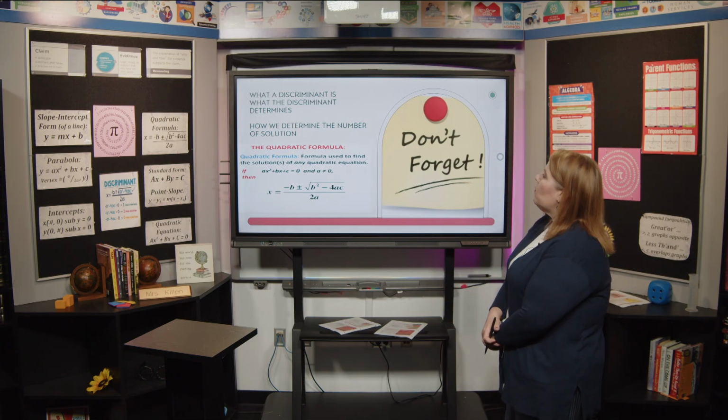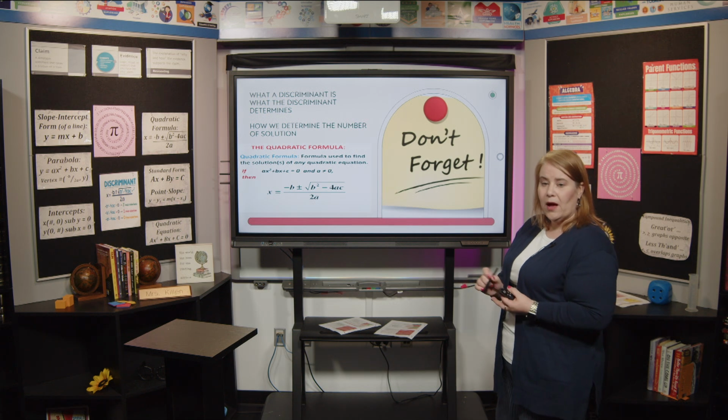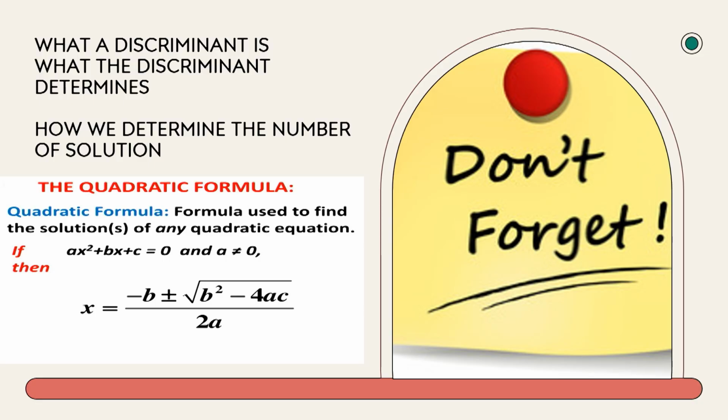All right, so let's look. I don't want to forget what a discriminant is and where it is, what it helps me determine. Now, my discriminant is what's under the square root sign, and it helps me determine how many roots I have or how many times it touches or crosses the x-axis. We have to remember how to determine the number of solutions. If it is larger than 0, I have 2. If it equals 0, I have 1. And if it's less than 0, I have no roots whatsoever.